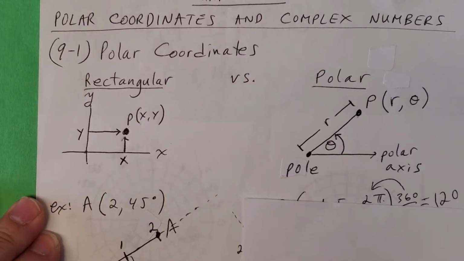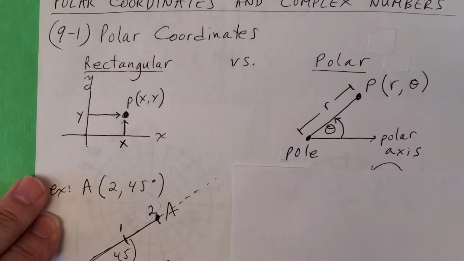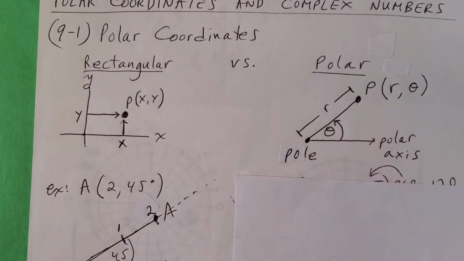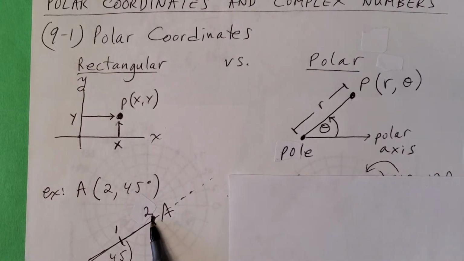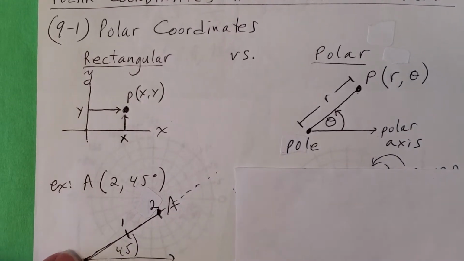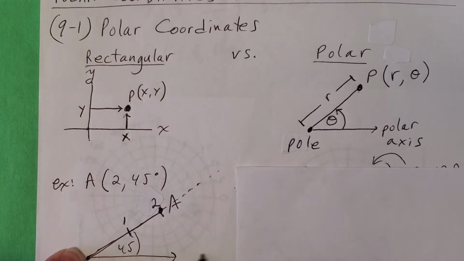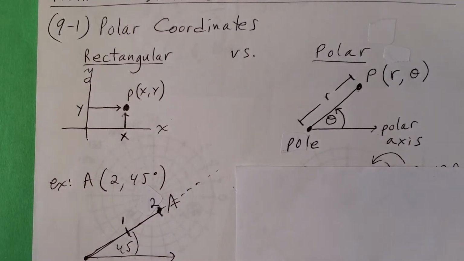Where would (2, 45) be? Okay, point A is at (2, 45). Well, we go 2 out and then go around 45 degrees. Right? So here's where we start from. Here's my axis. It's 2 out, but those 2 units that are out is at 45 degrees. So if it was straight across, it'd be 1, 2, somewhere over here. And now we go 45 degrees. 2, 45 degrees. That's the way to do polar coordinates.